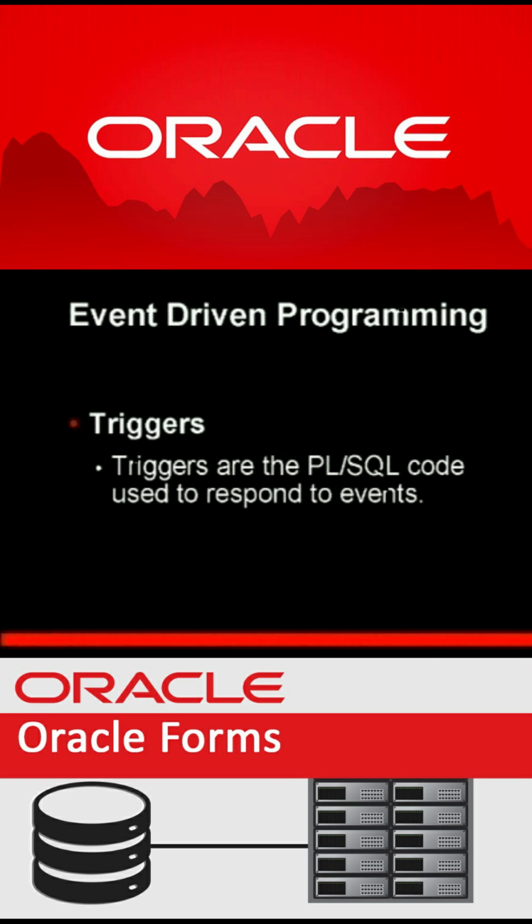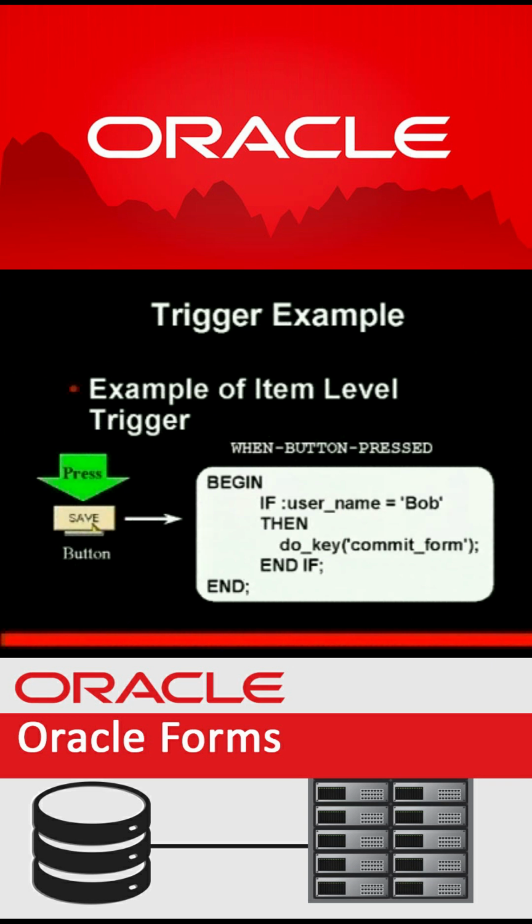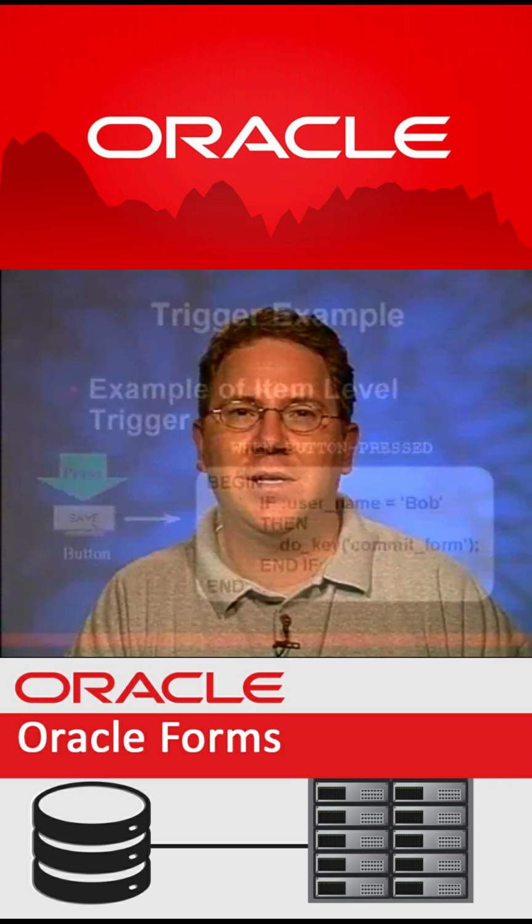Now, event-driven program means that it responds to triggers, and the triggers are PL/SQL code, which you've grown accustomed to from your prior studies, and that's what's being used to respond to the different events. Here's an example. You have a button, like the save button that you see here. Let's say that's on a form, and that button will have a when-button-pressed trigger associated to it. You see, this is a very basic PL/SQL block where we have, if the user is Bob, then commit the form. What this means is this save button is only going to work if your username is Bob.